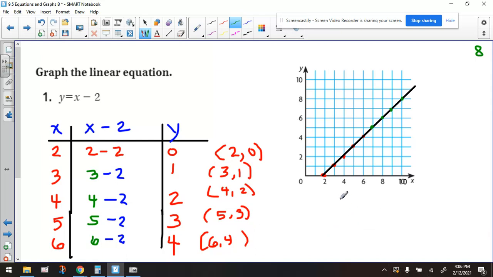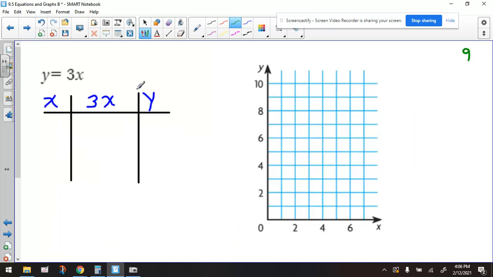All right, so we have our graph. And by the way, what mathematicians usually do is they often will write what the equation is right on the line, especially if you have to use the same coordinate plane for multiple lines. So that's a good habit to get into. All right, let's look at slide number 9 on your Jamboard, which is y equals 3x.